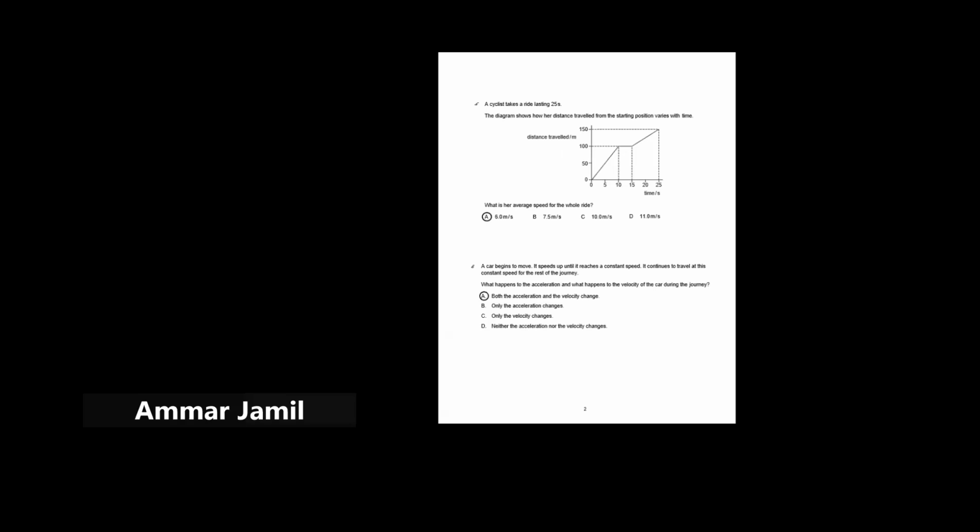Then we have a cyclist who takes a ride lasting 25 seconds. What is her speed? In this, we will calculate the total distance, 150, divided by the total time. That gives you 6 meters per second.